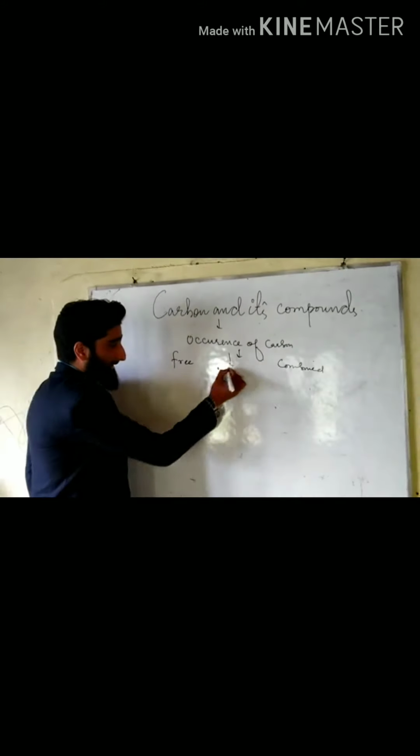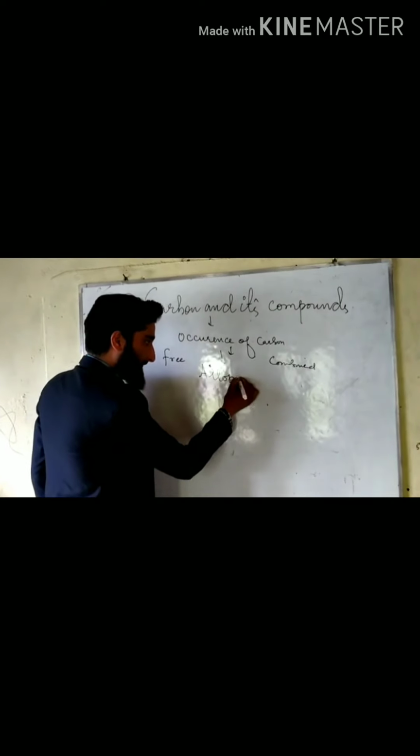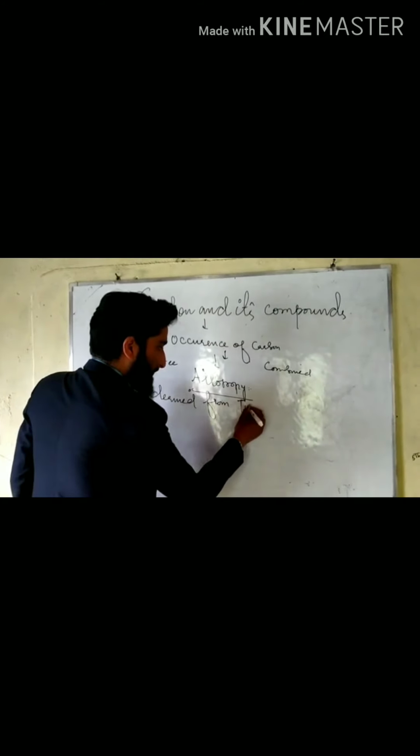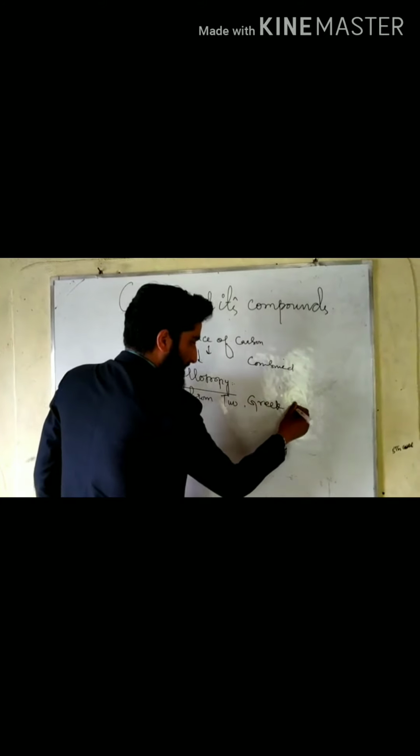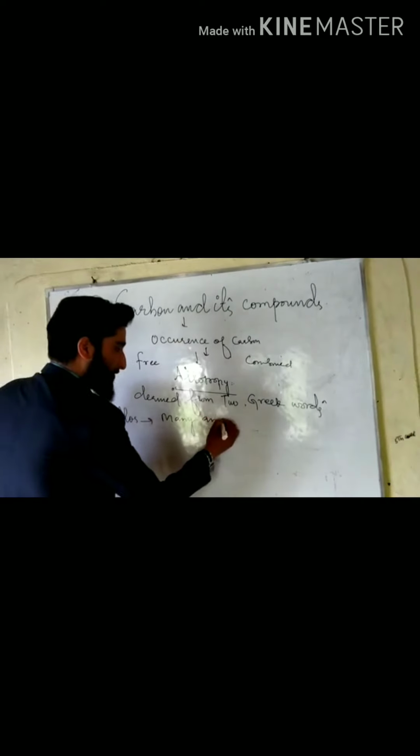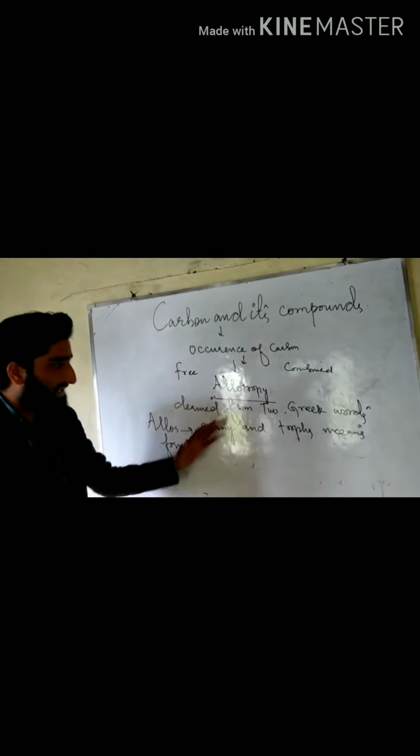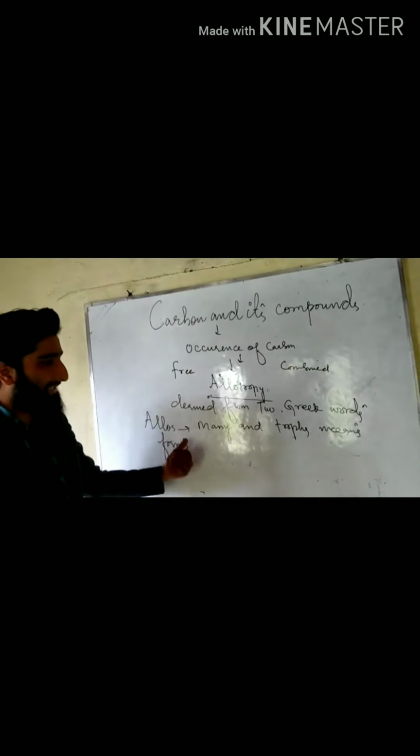Now we have one more subtopic, that is allotropy. What is allotropy actually? Allotropy is derived from two Greek words, allos, meaning many, and tropos, meaning forms.